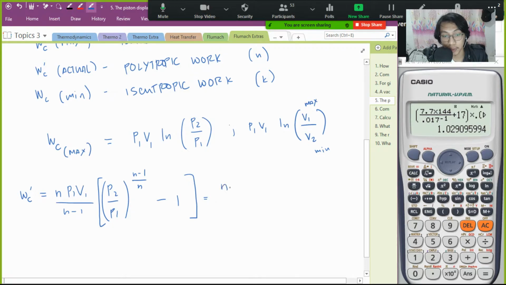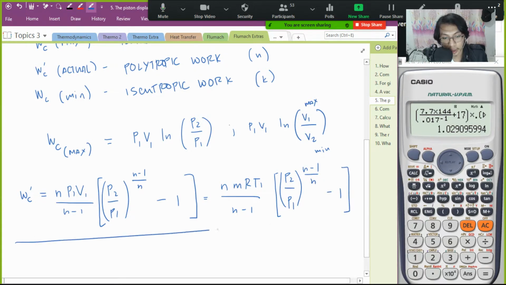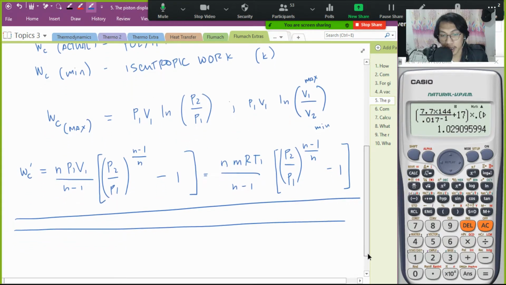Or, di ba ang PV, MRT, or ideal gas equation, PV is equal to MRT. So, this is also equal to N, M, R, T1 over N minus 1, P2 over P1, raised to N minus 1 over N, minus 1. Oh, ito na yun. Pwede yan. This is only for single, okay, single staging, okay?